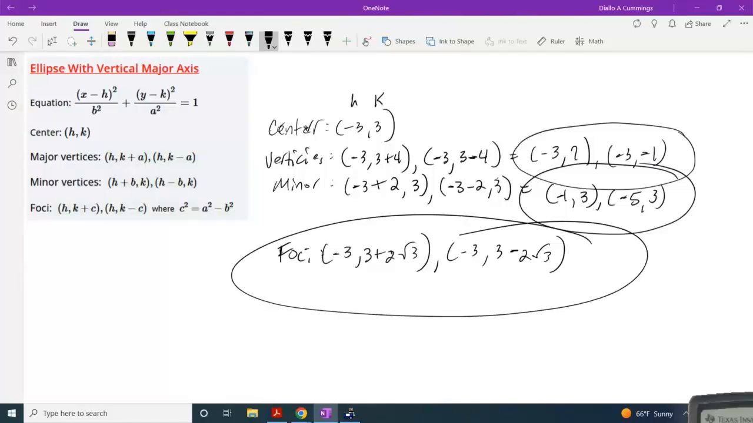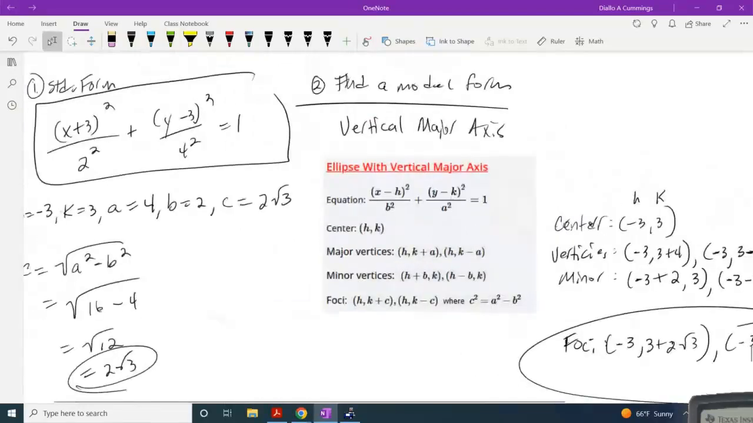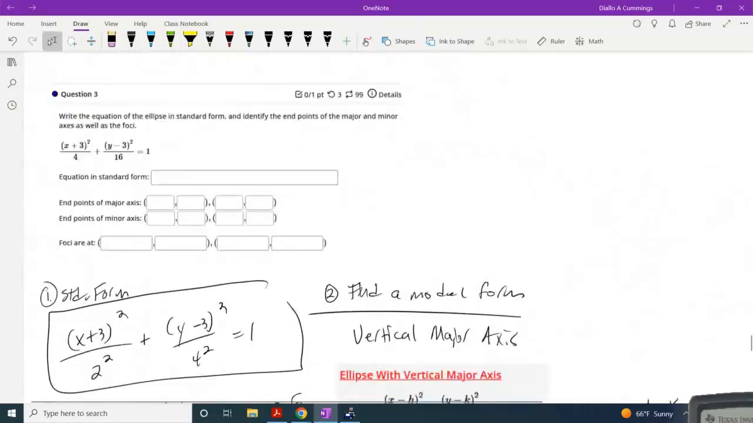And that's your foci, basically, because you can't add 3 and 2 square root of 3. If you think back to algebra, you can only add like radicals. So since 3 is not a radical, it just has to stand alone, but it's still being added to the 2 square root of 3. All right, any questions about number 3?